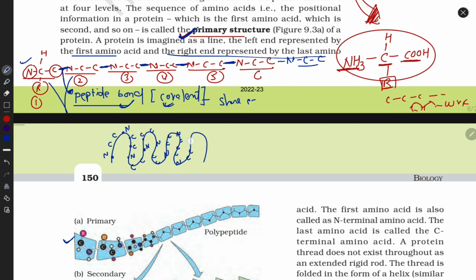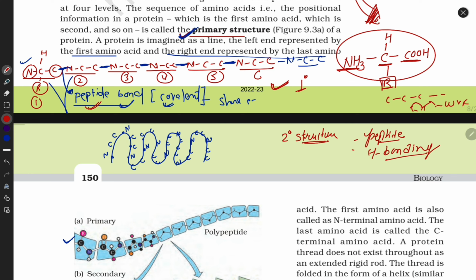They present in their folding structure, and now what do they do? They make hydrogen bonding. This is the special feature of secondary structure. Primary has the peptide bond. Secondary structure of protein, what kind of special feature do they have? They have peptide bonding, and also they have hydrogen bonding, guys.